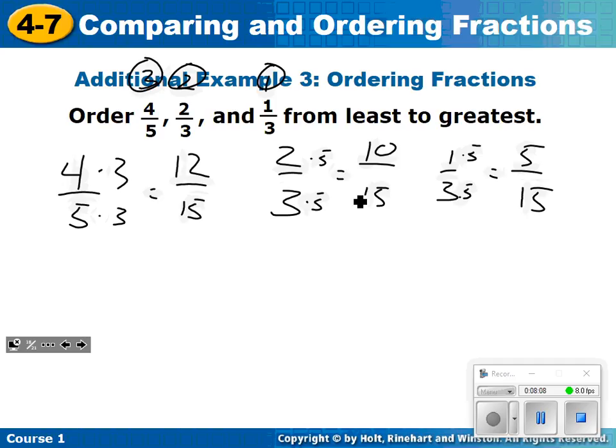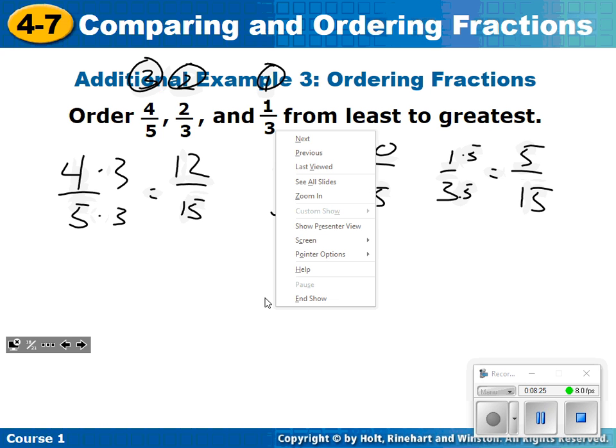Okay? Trust me. Some of these small ones you'll be able to guess and figure out. But I tell you what, there's going to be other ones like 7/12 and some of those that are really going to be close. And trust me, you're going to want to find a common denominator.